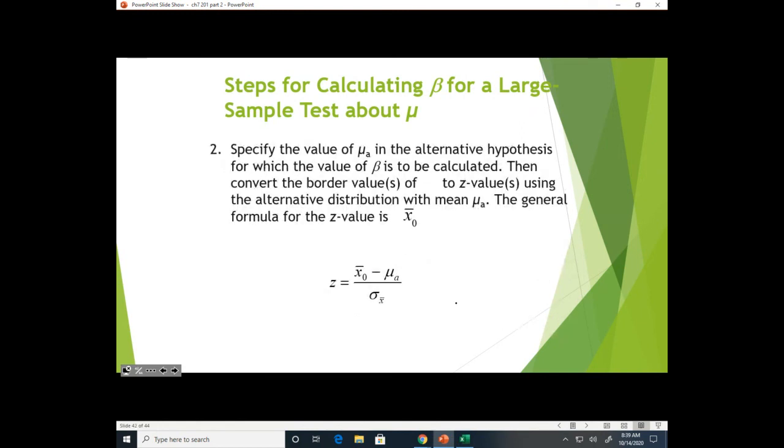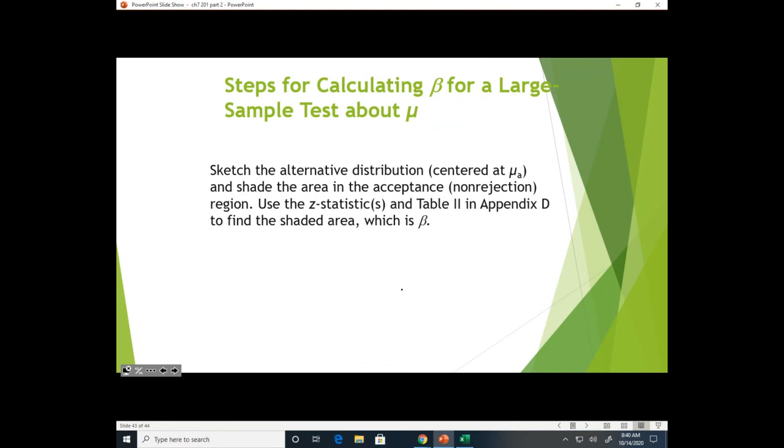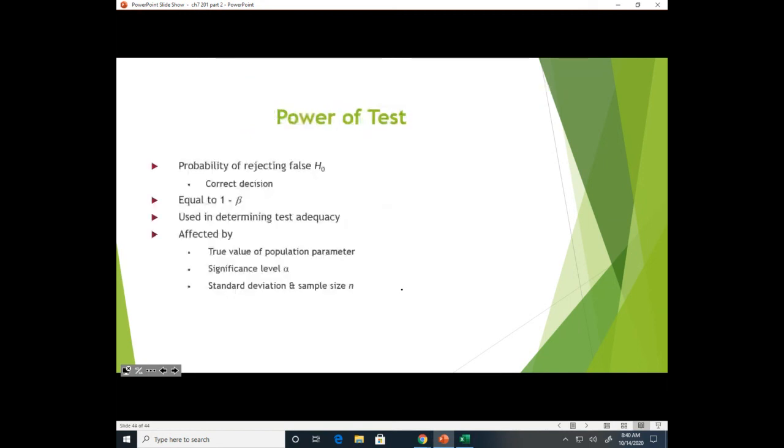Then we're going to specify the value of the alternative population mean, for which the value of beta is to be calculated. And we're going to convert the border values to z-values using the alternative distribution with a mean of mu A. The general formula for that doesn't really change. We're going to sketch the alternative distribution centered at that mean, so we're going to look at both of them and calculate basically the area on both sides of that. Should have had a distribution to show that, but that's how you will find your beta value.